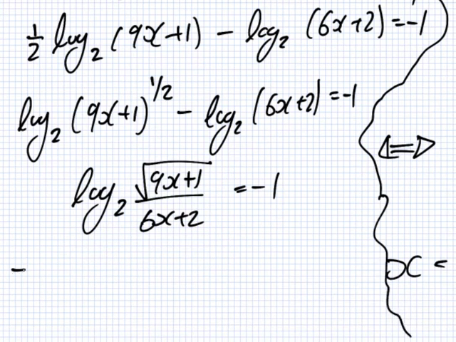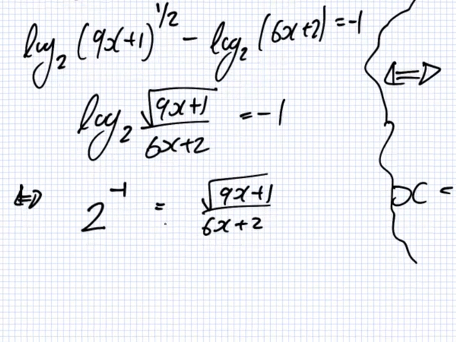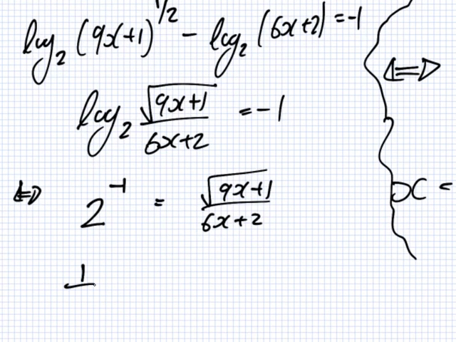Which I need to remember is the same thing as me saying 2 to the power of minus 1 equals root 9x plus 1 over 6x plus 2. Because that's what log means. So that's 1 over 2 equals root 9x plus 1 over 6x plus 2.